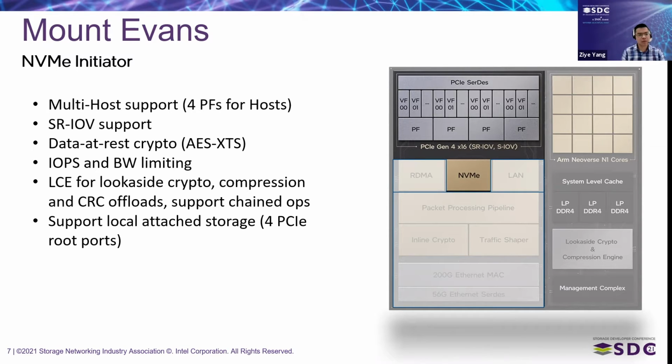One engine we also want to mention here is the look-aside crypto and compression engine, which is based on Intel QuickAssist Technology QAT 2.0 IP. The LCE can be used for crypto, compression and CRC offloads. It supports chained operations, which is very useful for the storage data flows we're talking about today. The other thing to note here is that Mount Evans also supports PCIe root ports, which can be used for attaching SSDs directly to Mount Evans.